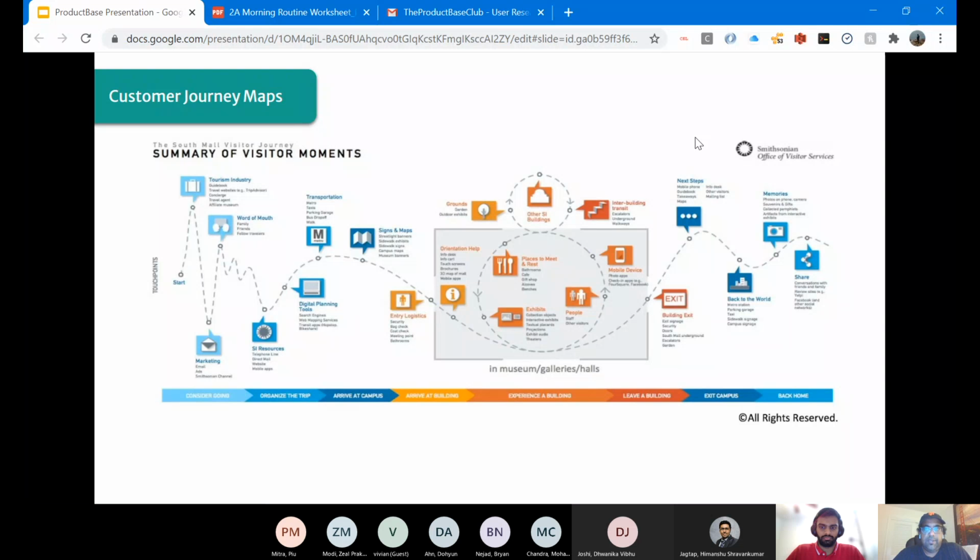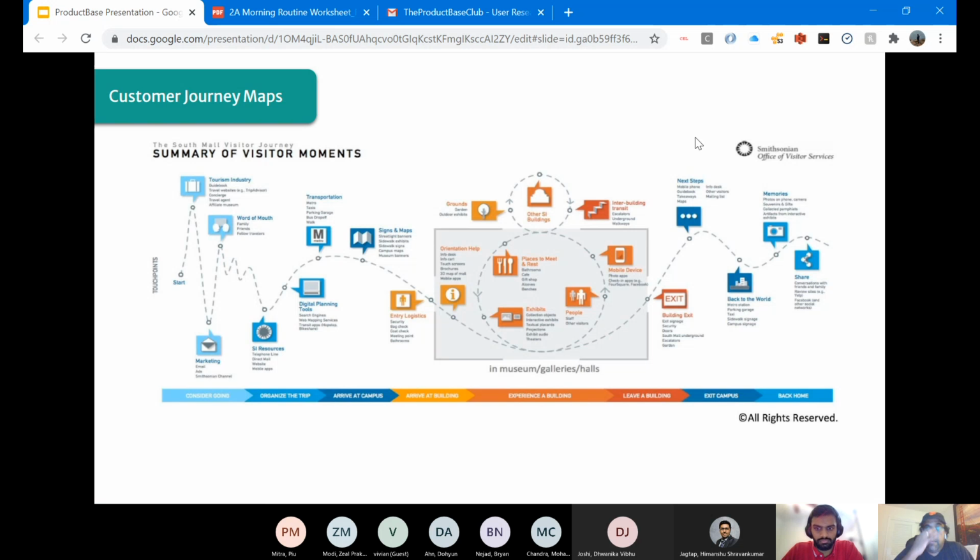In this example that you see here, you're essentially looking at the museum-going experience for visitors at the Smithsonian. Essentially you're saying that from the time someone starts planning the trip to the museum till the time they leave the museum, what are all the things they need in order to navigate through this entire process of museum going?